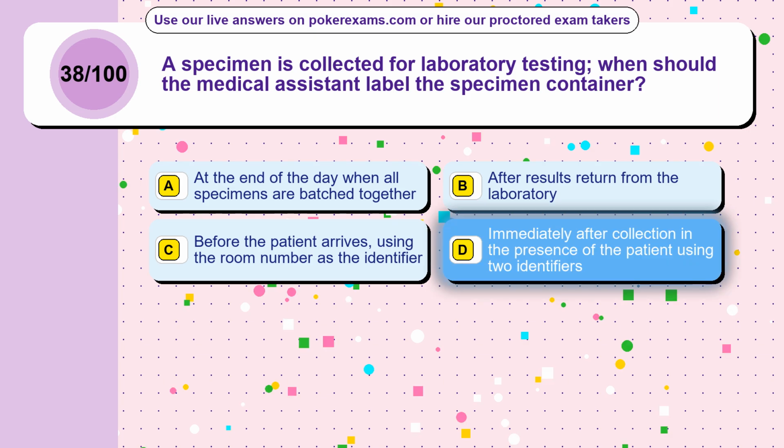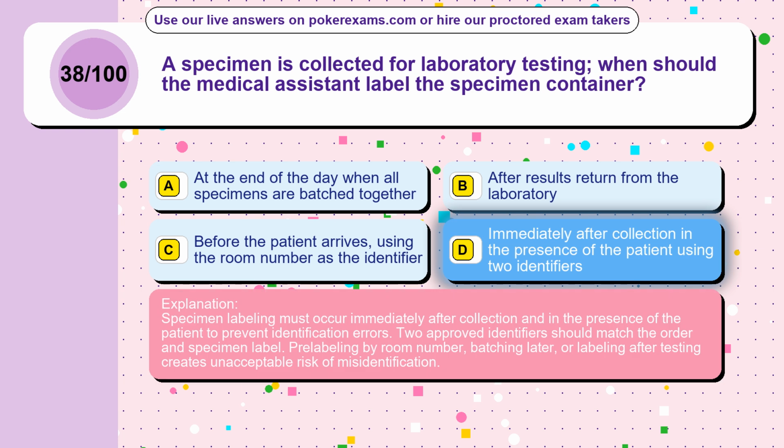The correct answer is option D. Immediately after collection in the presence of the patient using two identifiers. Specimen labeling must occur immediately after collection and in the presence of the patient to prevent identification errors. Two approved identifiers should match the order and specimen label. Pre-labeling by room number, batching later, or labeling after testing creates unacceptable risk of misidentification.